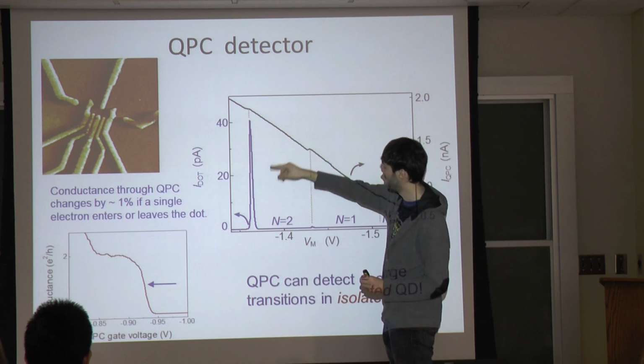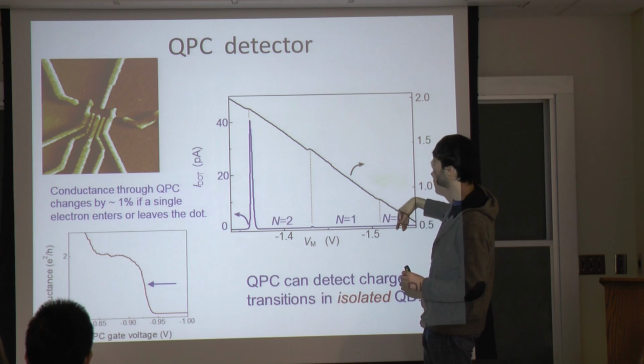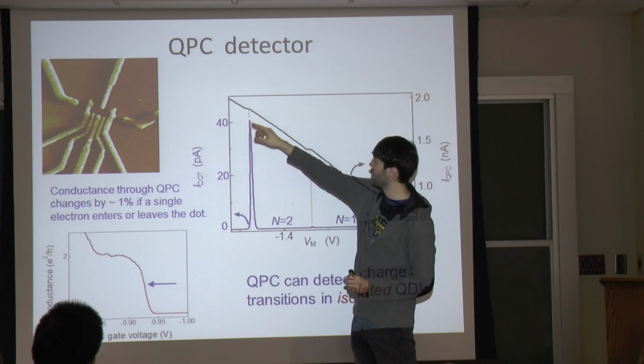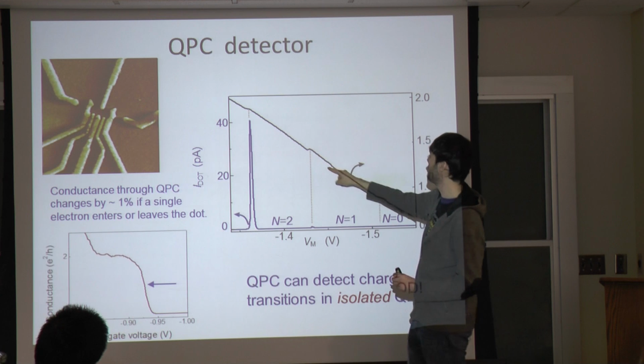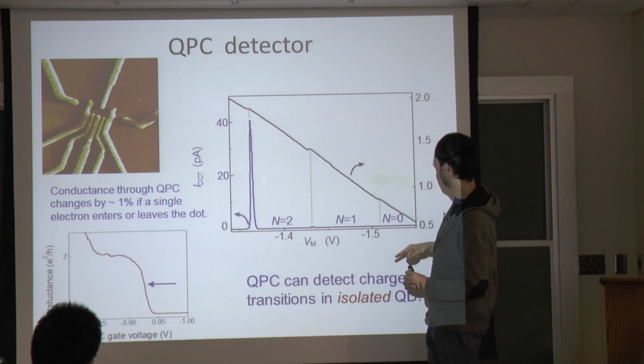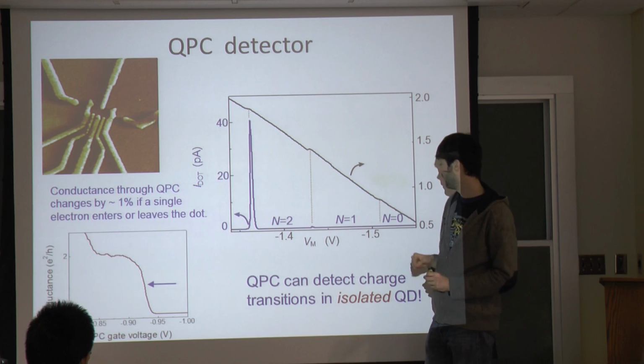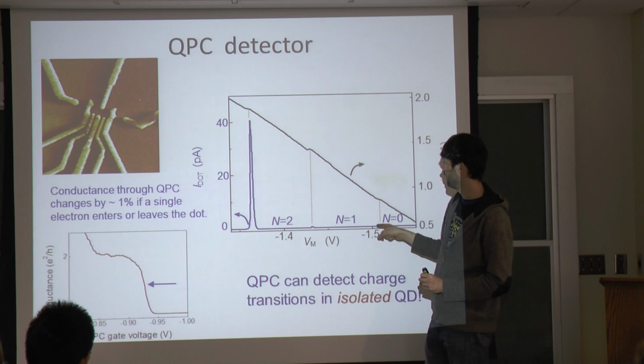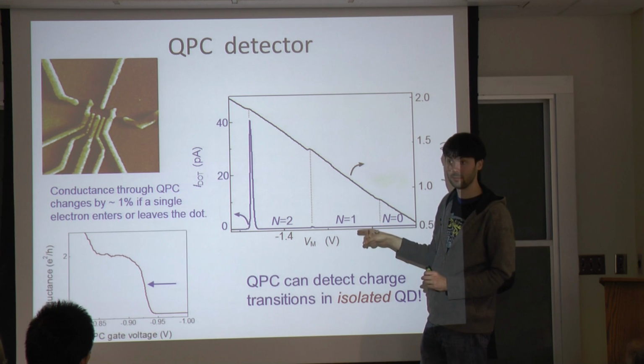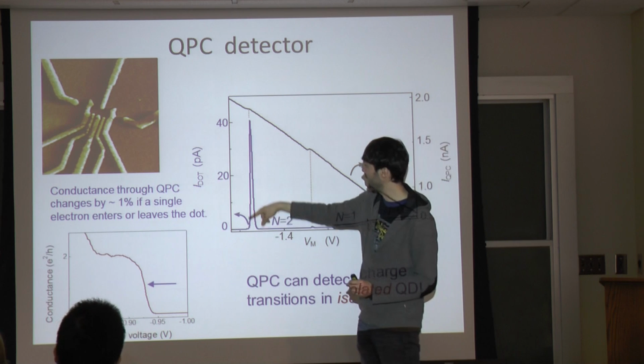And that change in conductance is plotted in black. So they are changing a gate on the dot, and they see little kinks in the quantum point contact current. If they measure the quantum dot current at the same time, they see these Coulomb peaks.